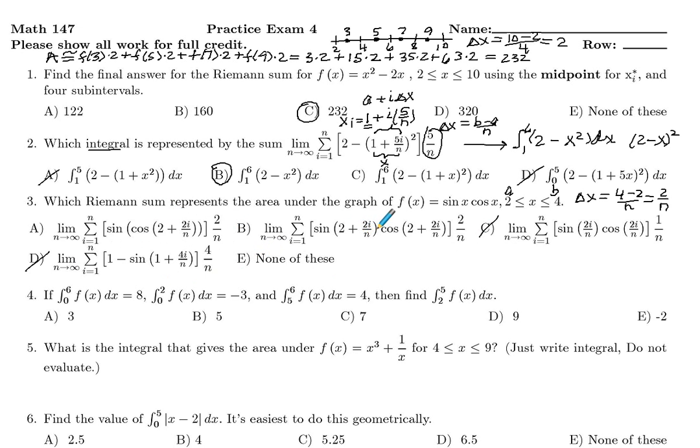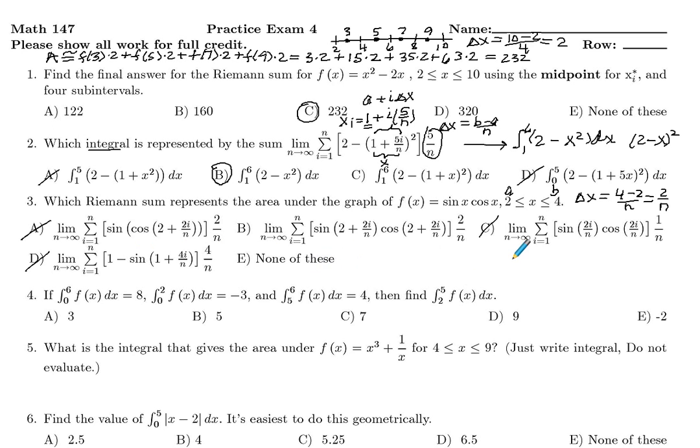Alright, well, what next? Well, our function is sine x times cosine x. So let's see here, I see sine plug in cosine of x. That's no good. Sine of a value times cosine of a value, that's a possibility. So this one's out because this is a composition. See, this is sine plug in cosine 2 plus 2i over n. So that guy's out. So this is our main candidate. If that doesn't match up, then it's none of these.